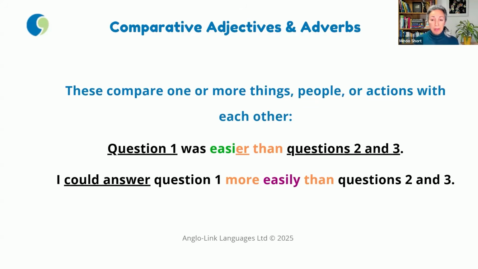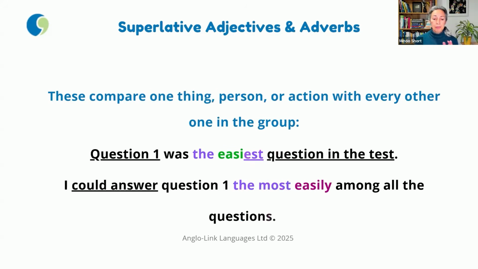What about superlative adjectives and adverbs? These compare one thing, one person, or one action with every other one in the group. For example, question 1 was the easiest question in the test. Or I could answer question 1 the most easily among all the questions. Now we're talking superlative, right?